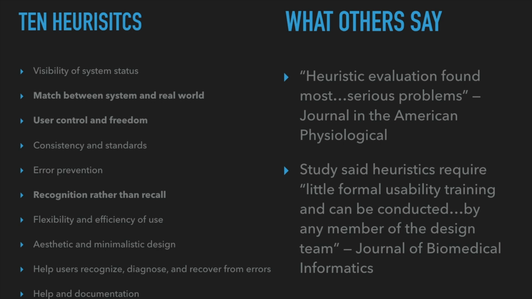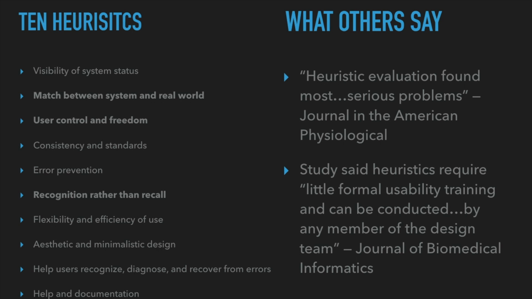And number 3, user control and freedom. A user should be able to do what they want with a website, and there should be many ways of doing what they want, rather than having a very small and fixed path to doing something. Number 6, recognition rather than recall. A user shouldn't have to memorize how to go through your program. A user should be able to look at the interface and be able to predict what each button does. So they'll be able to recall things rather than memorizing a specific path.